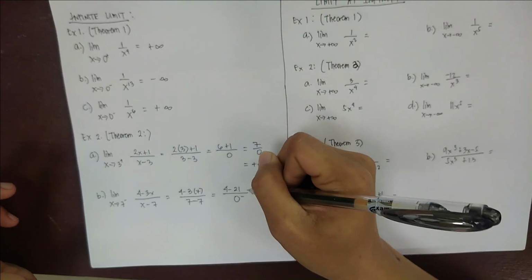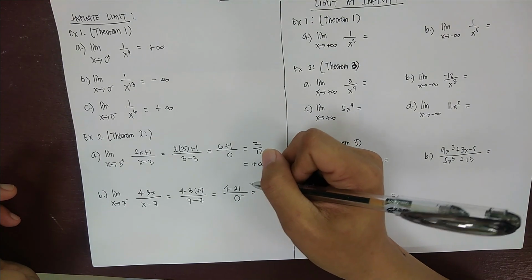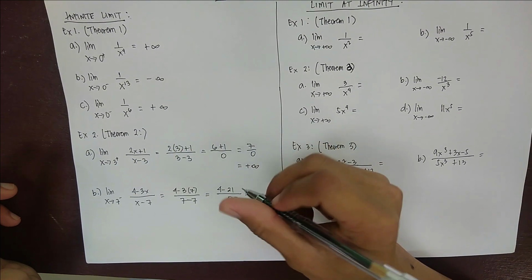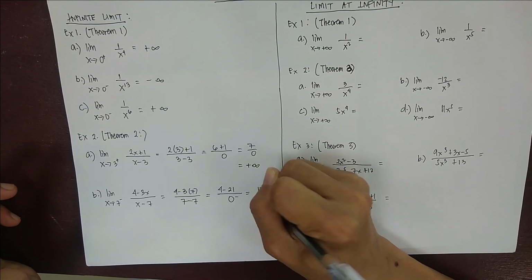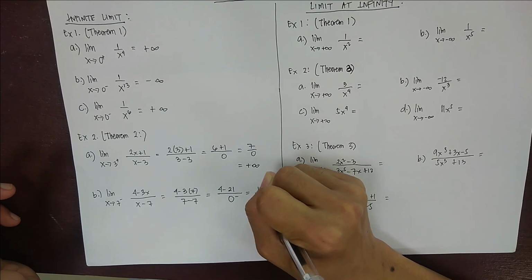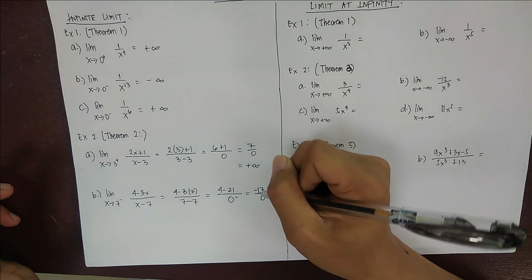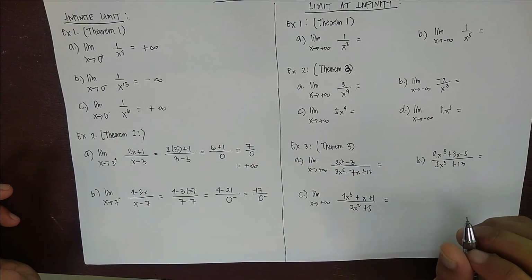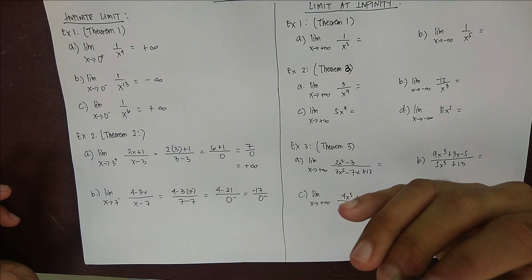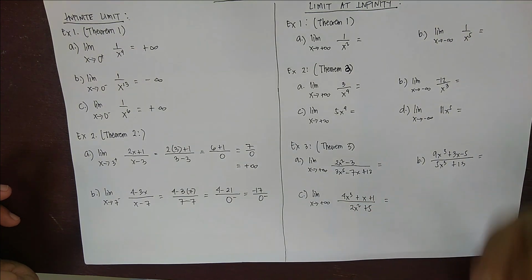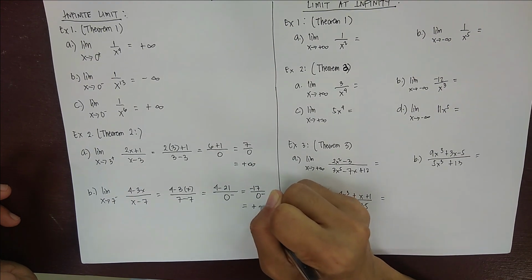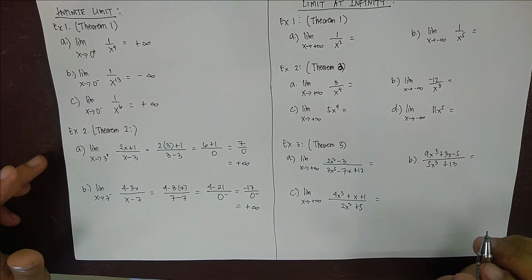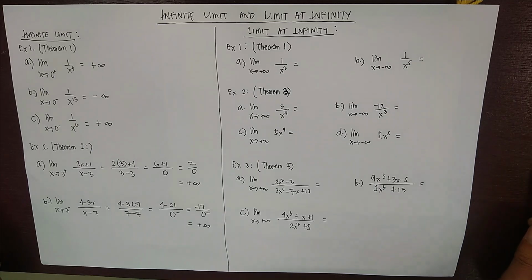So 4 minus 21 is equal to negative 17. Right? Okay, so that is negative 17 over 0 from the left. Since our numerator is negative and it approaches from the left, our answer is positive infinity.